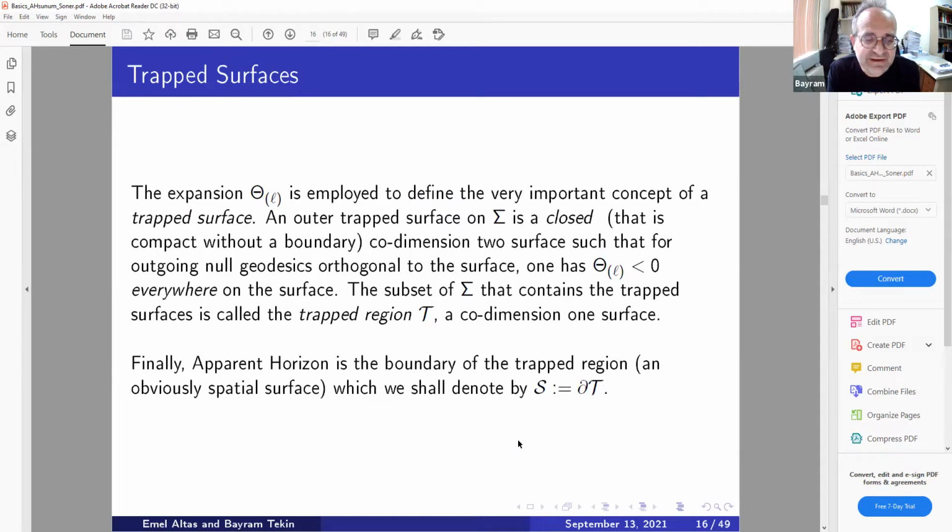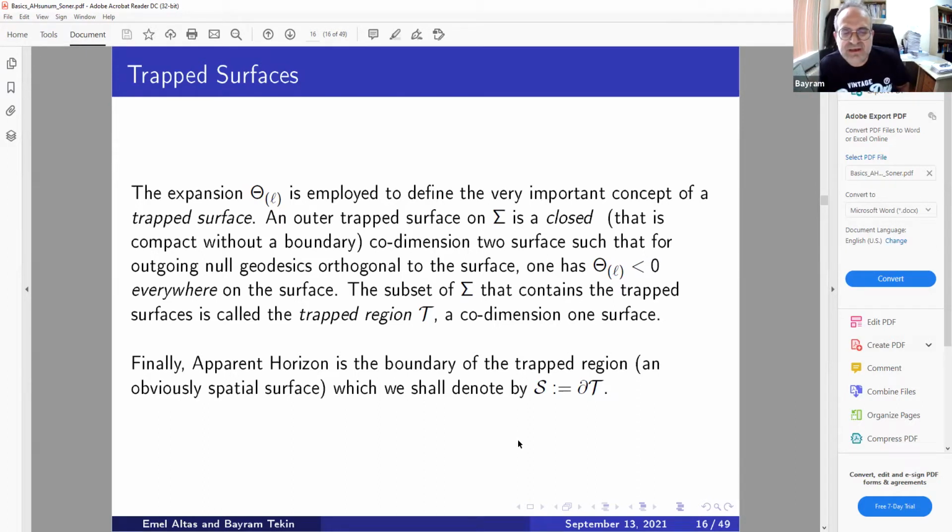Now, I need to define for you the notion of a trapped surface before I can define the notion of an apparent horizon. The expansion theta is employed to define the very important concept of the trapped surface. An outer trapped surface on sigma is a closed surface, which is compact without a boundary, of codimension 2, such that for all outgoing null geodesics orthogonal to the surface, one has negative expansion. Essentially, it is a two-dimensional surface on sigma for which this divergence is negative, which means the light rays are converging everywhere on the surface.